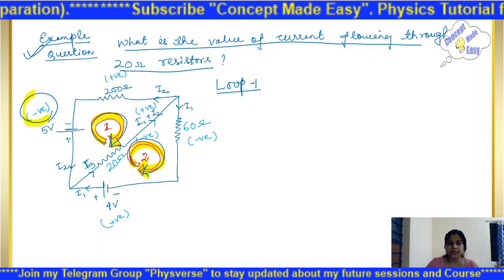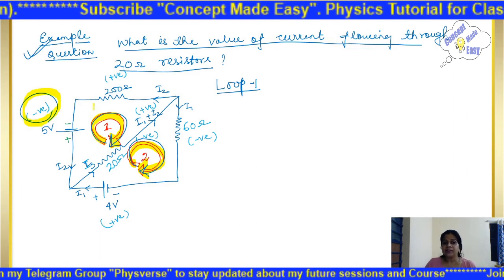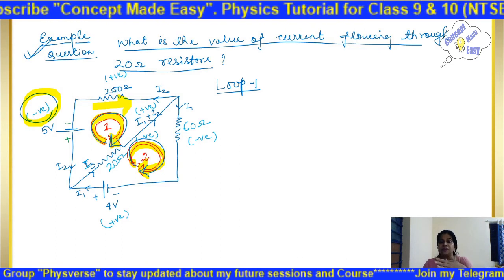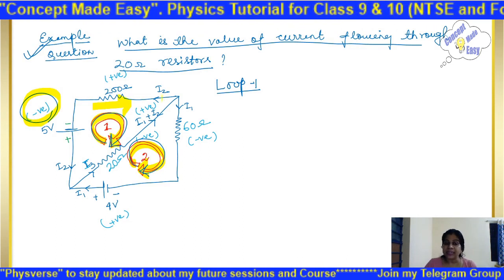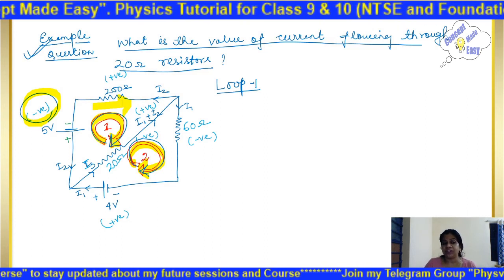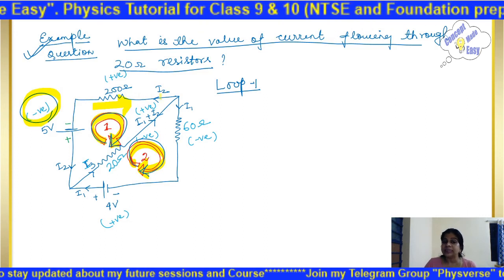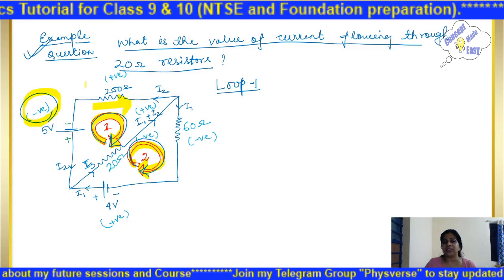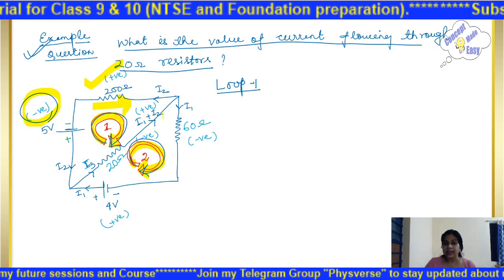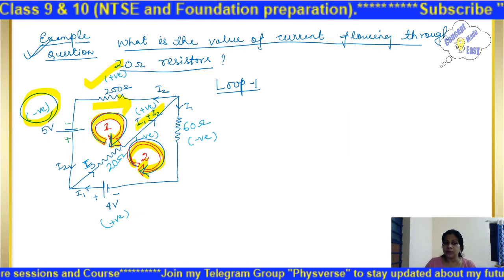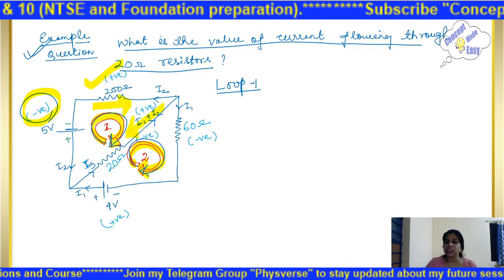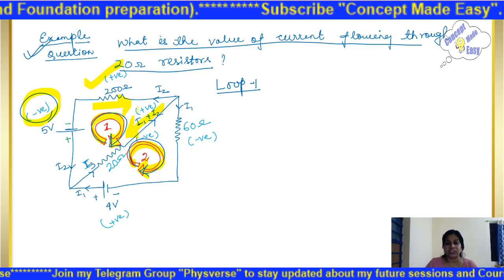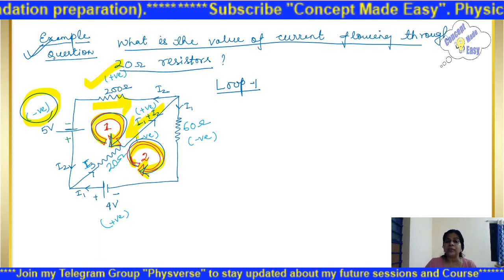This is negative. Again, the motion in the loop is in this direction, and the I2 current is coming in this direction. The motion in the loop is in the opposite direction, that's why this is positive. Again, this is opposite because the motion in the loop is in this direction, but I1 plus I2 is in the opposite direction. That's why this voltage drop is positive.